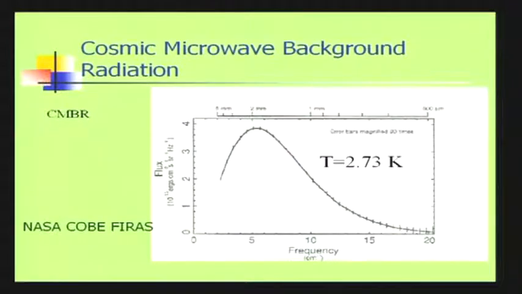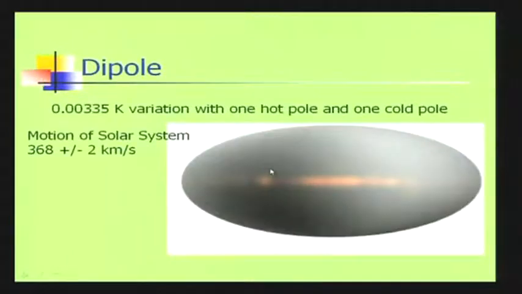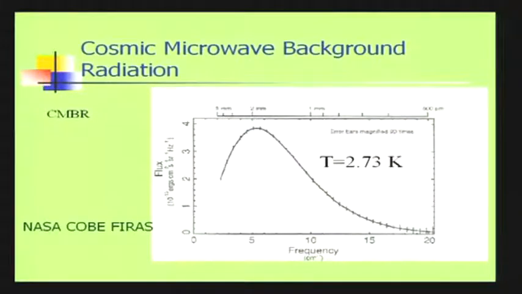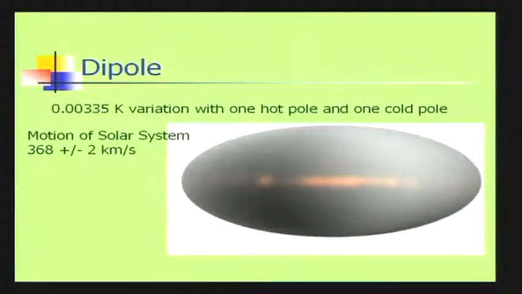So this is a blackbody radiation. The peak is in the millimeter, and the bulk of the radiation is in the millimeter and centimeter range of the spectrum, and it is quite isotropic, absolutely isotropic. Okay. Now if you take a closer look, if you remove the radiation corresponding to a blackbody spectrum at 2.73 Kelvin from all directions, what you have left looks like this.